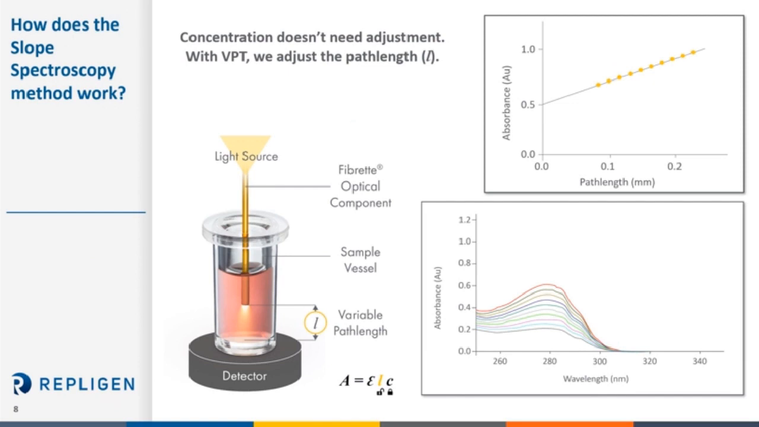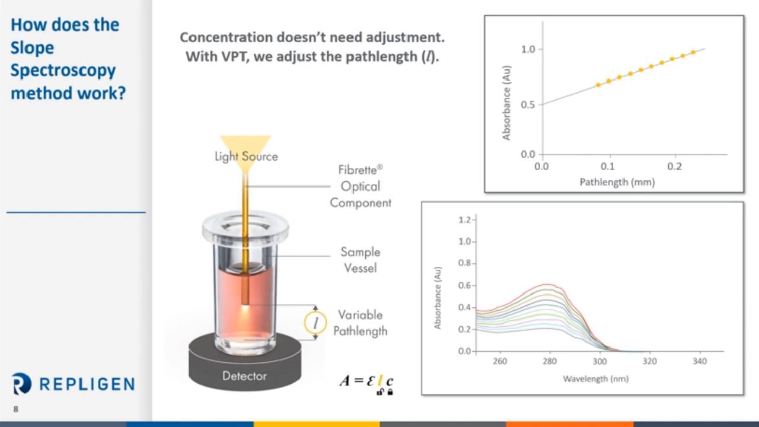Therefore, because we don't need sample dilution, we're able to measure most high concentration samples neat without the need for any sample manipulation or dilution error. The second part of slope spectroscopy is we do not rely on a single absorbance value to calculate concentration.